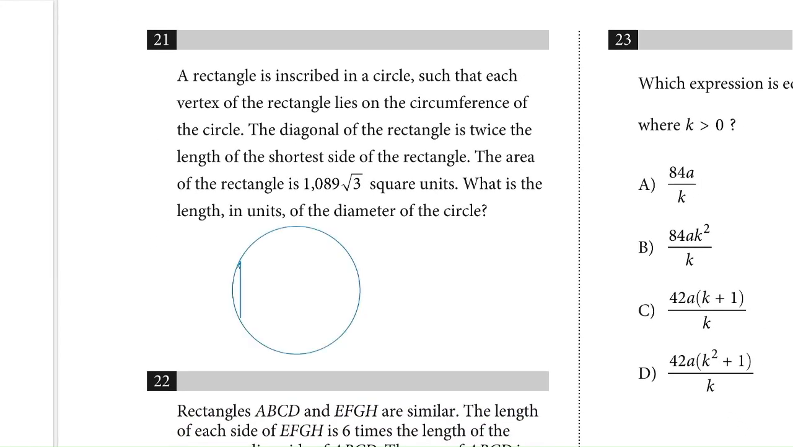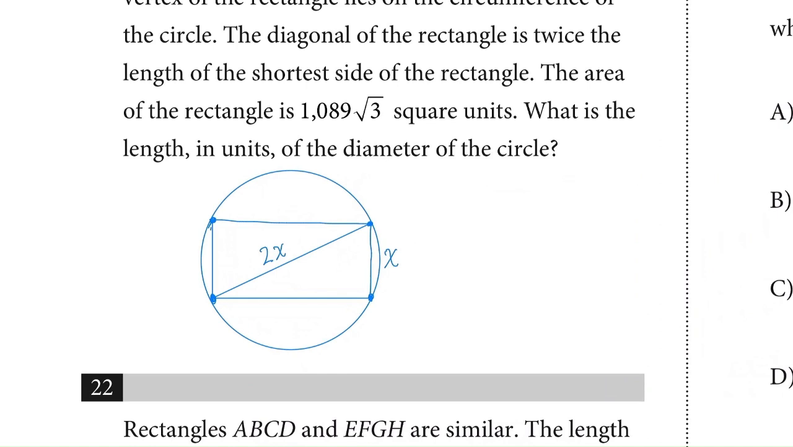So we have a rectangle inside of a circle here. It says that each vertex lies on the circumference of the circle, and the diagonal of the rectangle from here to here is twice the length of the shortest side of the rectangle. So you might recognize the fact that we have a 30, 60, 90 ratio here.